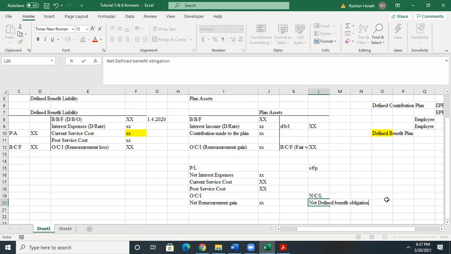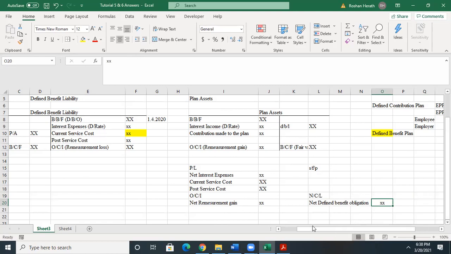We need to identify this in the statement of financial position, right? So this is what we do. You consider these two and you take the net amount. So therefore the net off is there considering the asset and liability as well as the income and expenses. So that is the summary of the defined benefit obligation and the plan asset, the employee benefits, right?